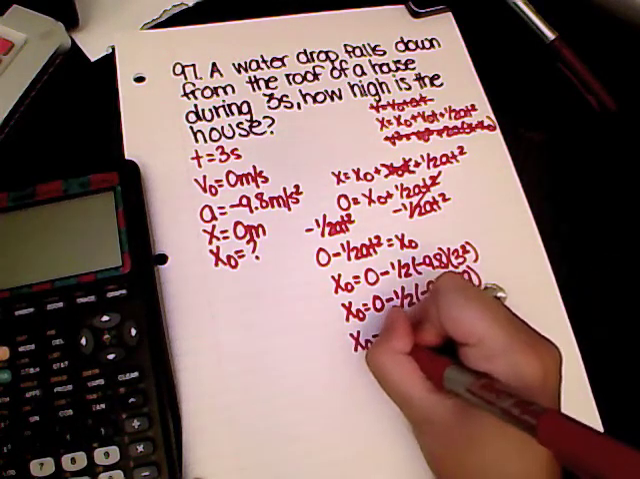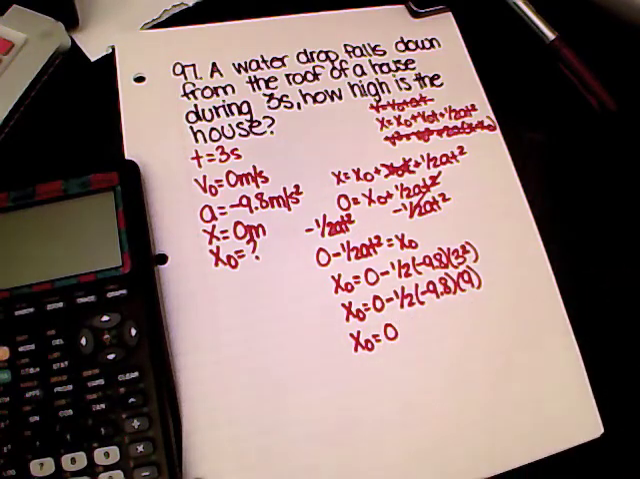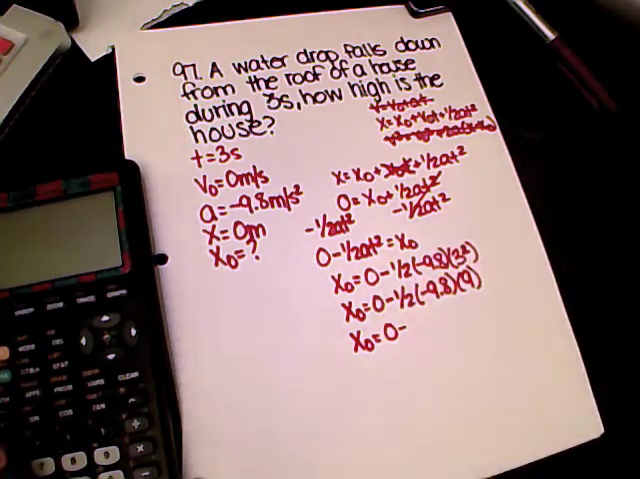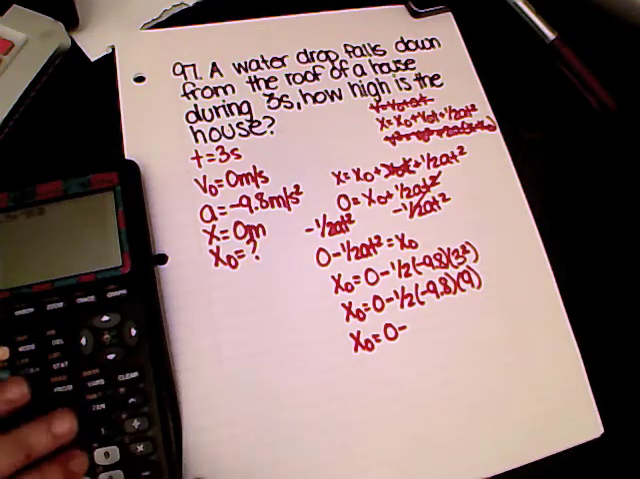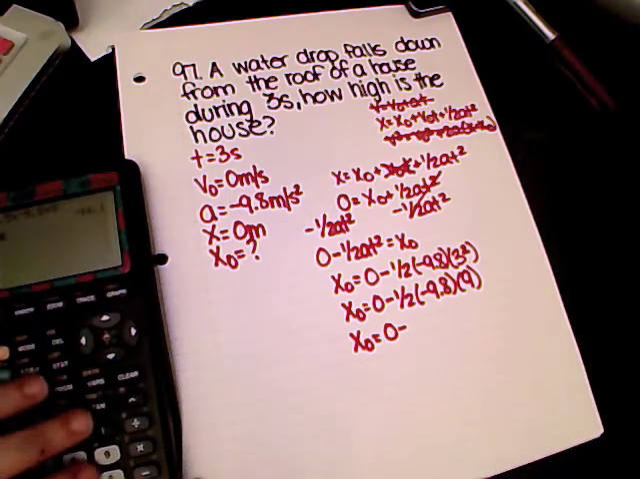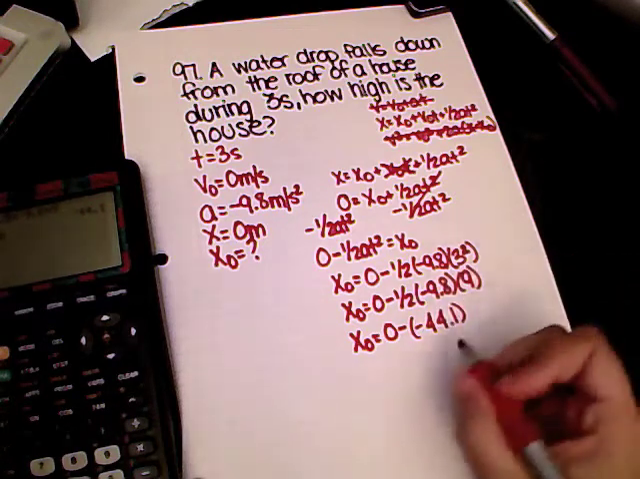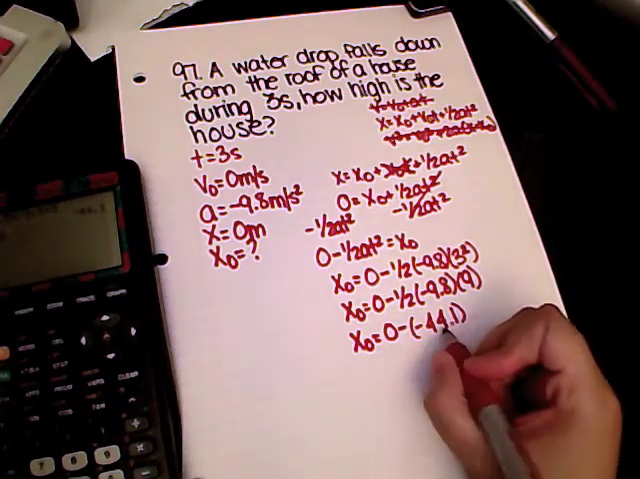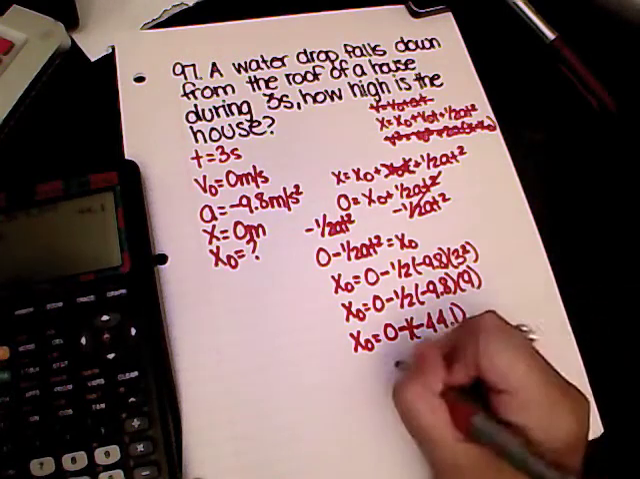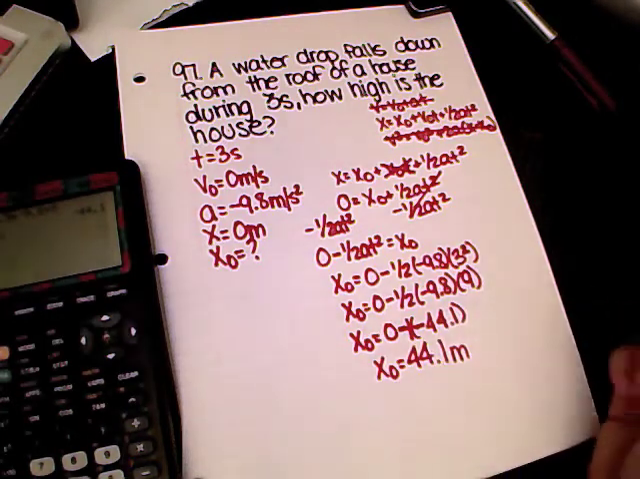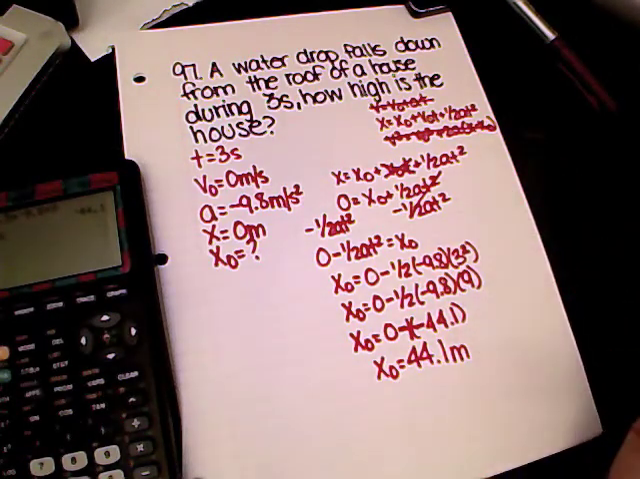So we've got x naught equals 0 minus 0.5 times negative 9.8 times 9, which gives us negative 44.1. And now a minus a negative becomes one big plus sign. So 0 plus 44.1 means our x naught is 44.1 meters. So that basically means the house was 44.1 meters high.